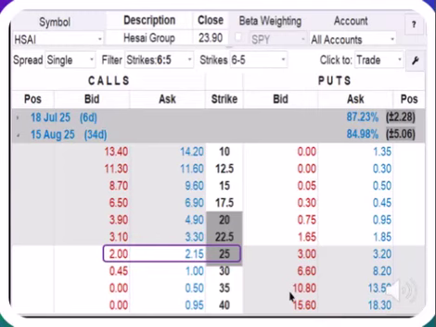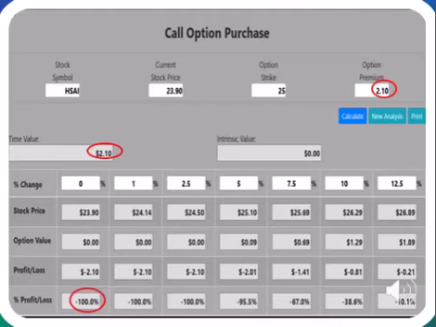The bid-ask spread for the 25 call is 2 to 2.15. We try to enter near the midpoint, so we'll use 2.10, or $210, as the buy price. Our call option calculator shows the profit potential for this call based on HSAI price changes at option expiration from flat to a 12.5% increase in price.